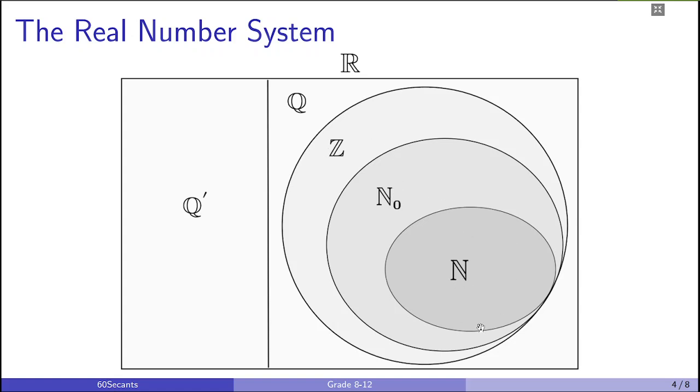Notice how some of these number sets are contained inside other number sets. That's because natural numbers are also whole numbers. And natural numbers, again, they can also be called integers. So there's a significance to doing that.